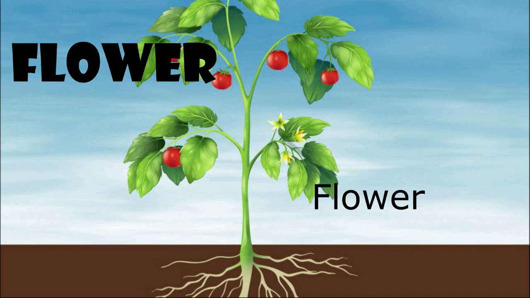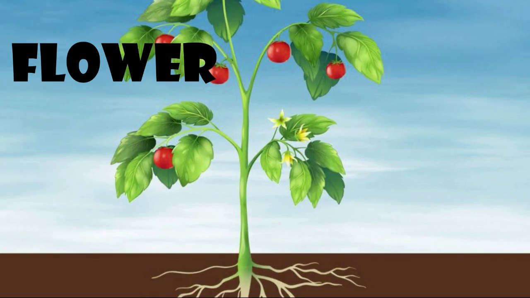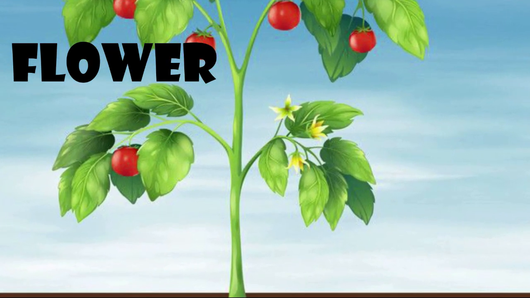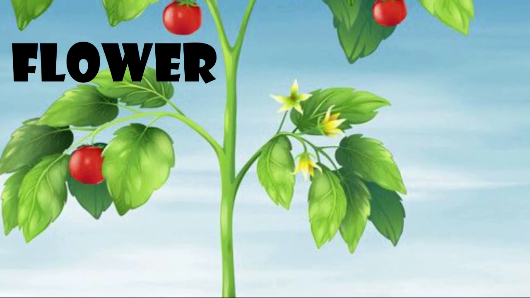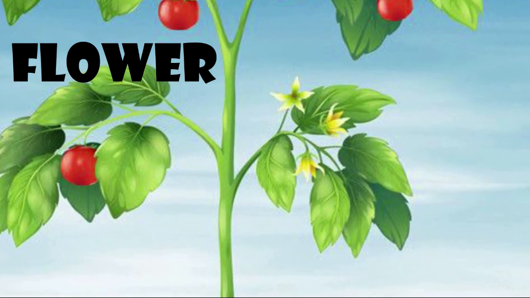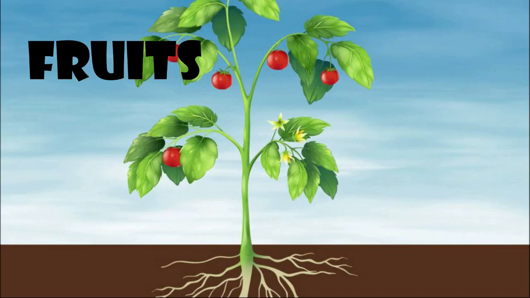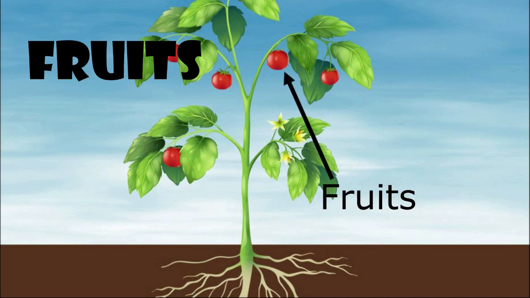Flowers. This is a flower of a plant. Flowers are like the plant's way of making babies. They produce seeds that can grow into new plants. Flowers are often brightly colored and have a sweet smell to attract insects and other creatures to help them pollinate and make seeds.